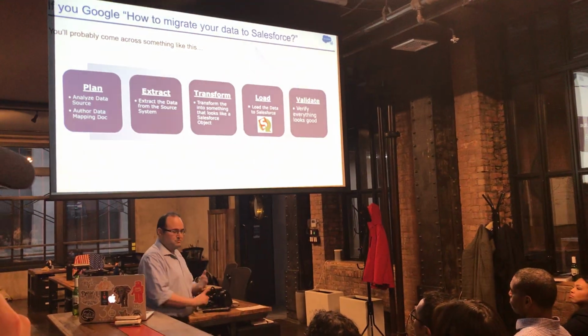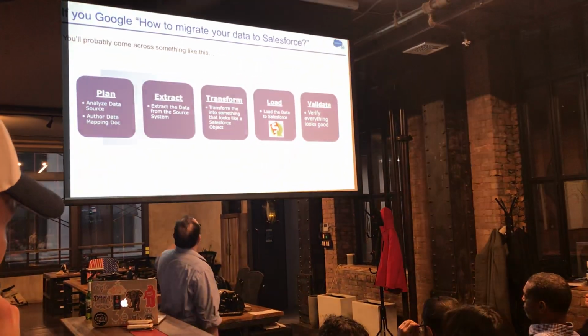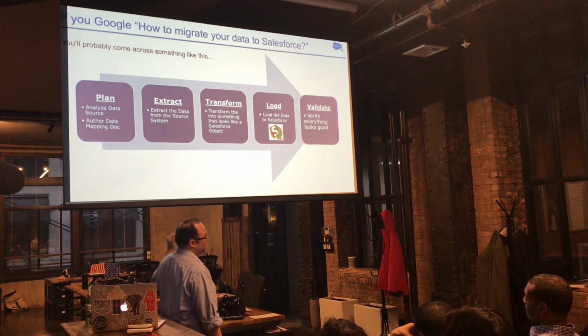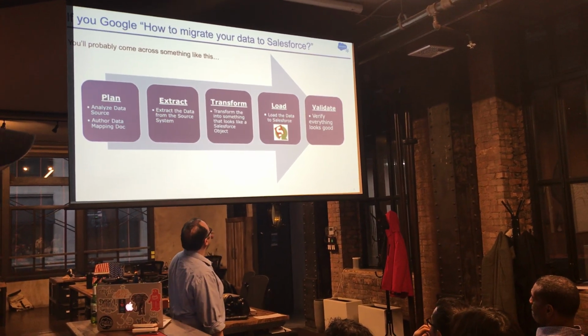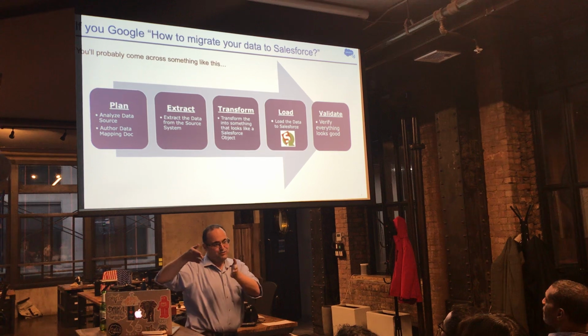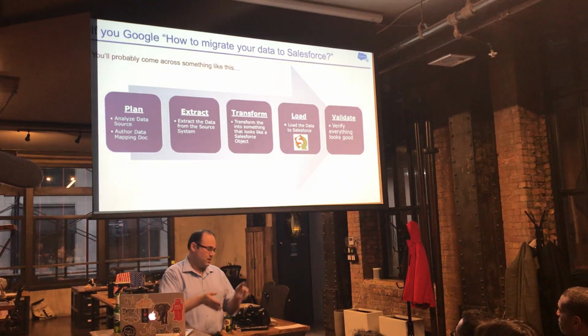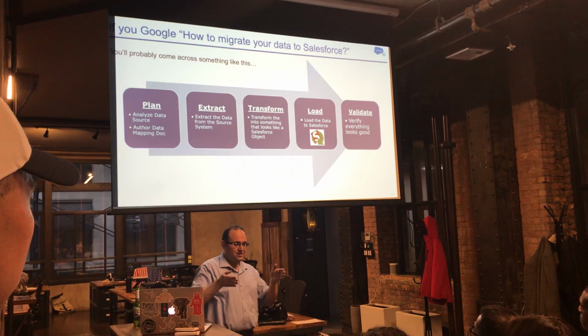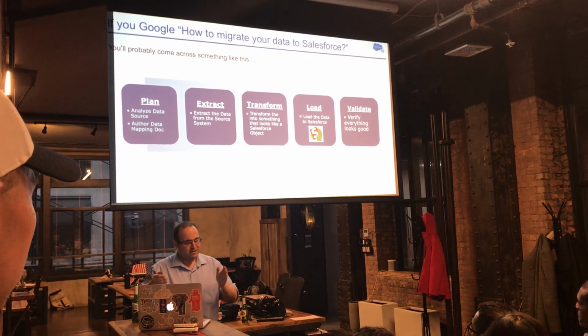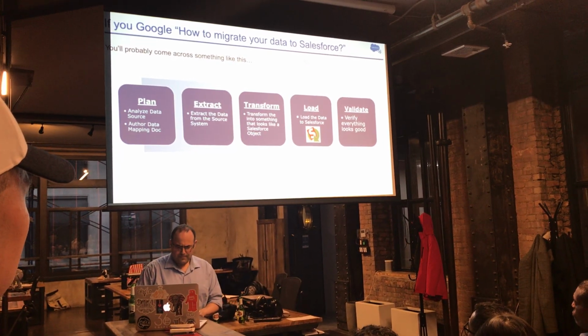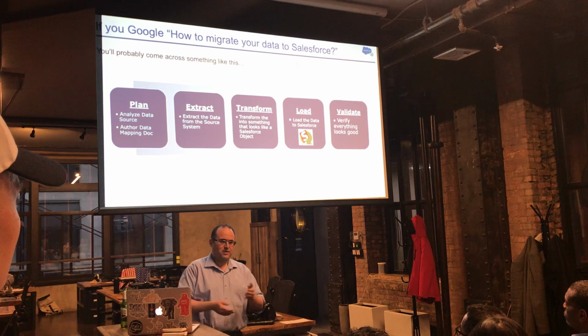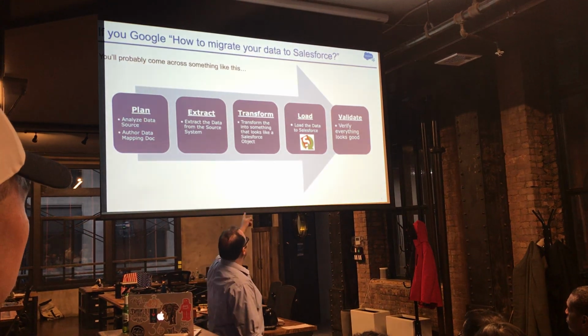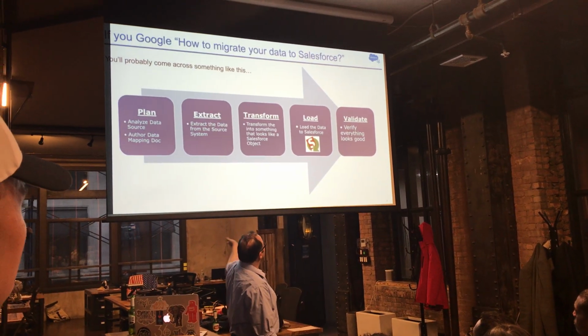my data, or author some kind of data mapping. Then I'm going to extract the data from that system. Then I'm going to transform it so that it looks like the objects in Salesforce. So I'm going to make one file that looks like the account object, one file that looks like my contact object, maybe one for activities, opportunities, yada, yada, yada. And then, all right, build that transformation so it looks like that.